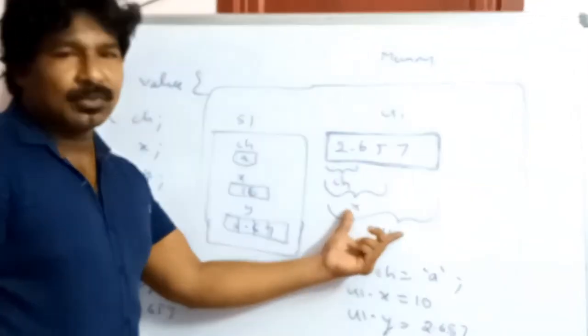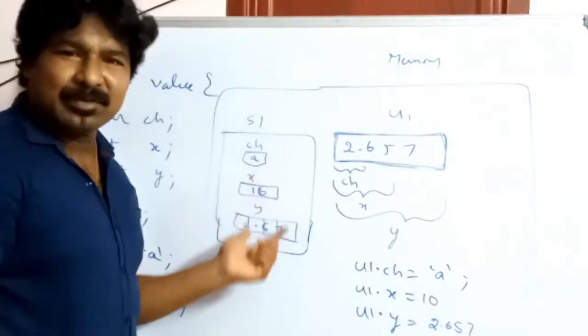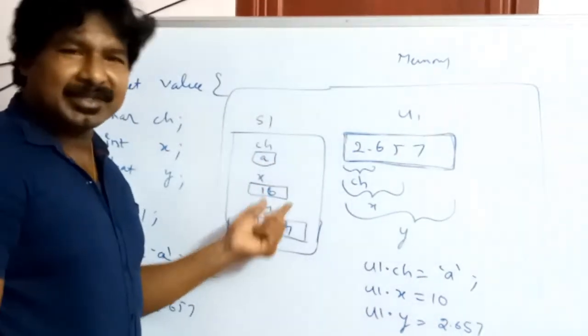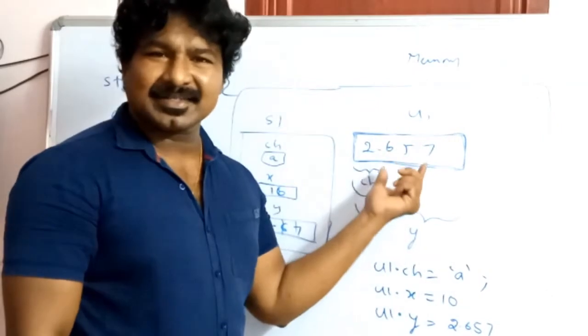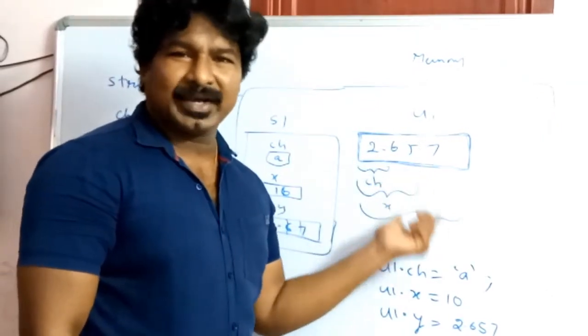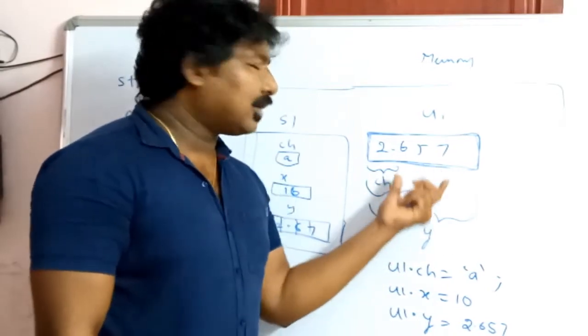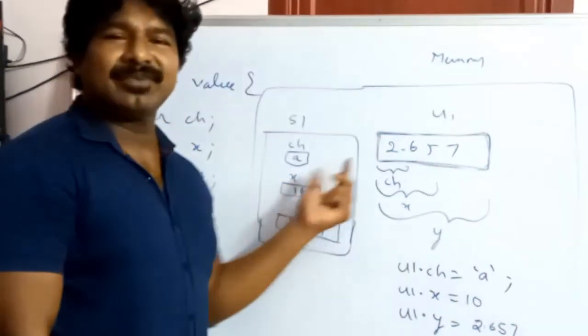So clearly you can see the difference between the union variable and the structure variable. For the union variable, only one member is getting the memory, but for s1 all the 3 members will get their share of memory. So ch will be there, x will be there, y will be there. But here only one value is available, either x or ch or y. Which value is available here? The most recent value that you have entered. So this is the difference between the structure variable and this one.